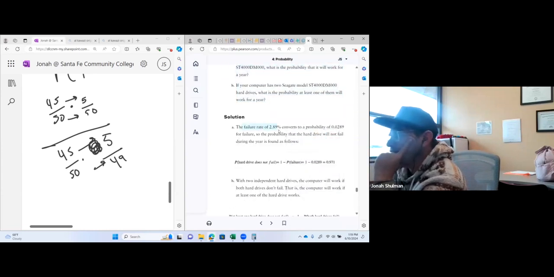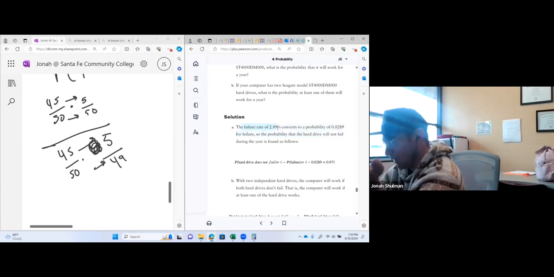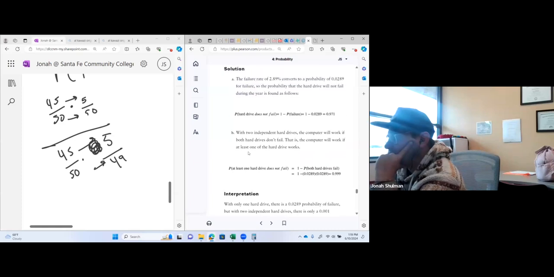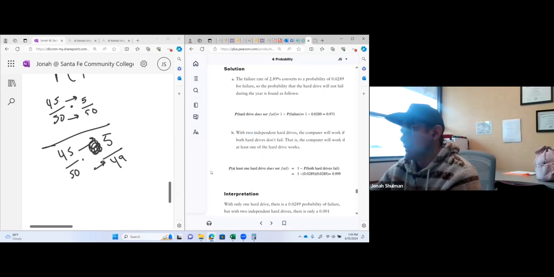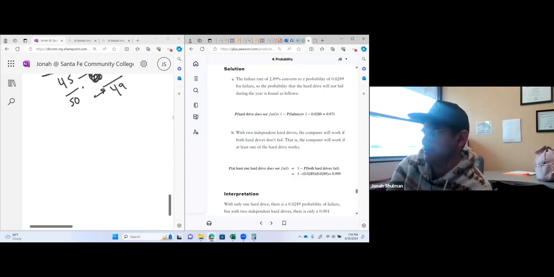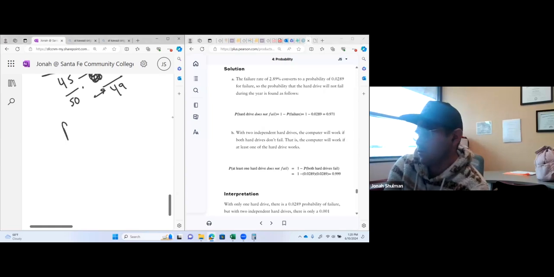So the failure rate is just the opposite. If we're talking 2.89%, 0.029 for failure, then not failing is 97%, right? If it's about 3% to fail, not failing has got to be 97. Now, if we have two independent hard drives, we actually get to multiply those two together, remember? So they're saying at least one does not fail, right? What does this mean? This means the opposite of the probability of both failing.